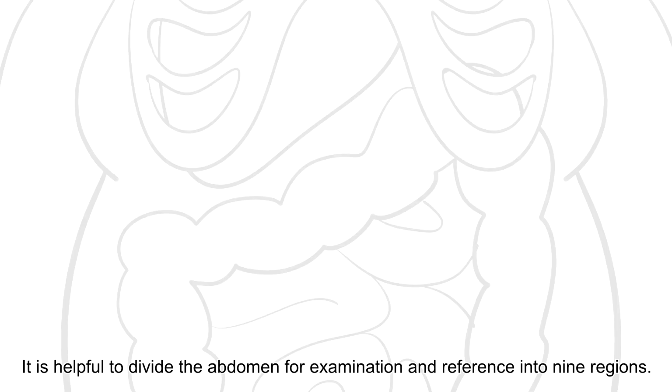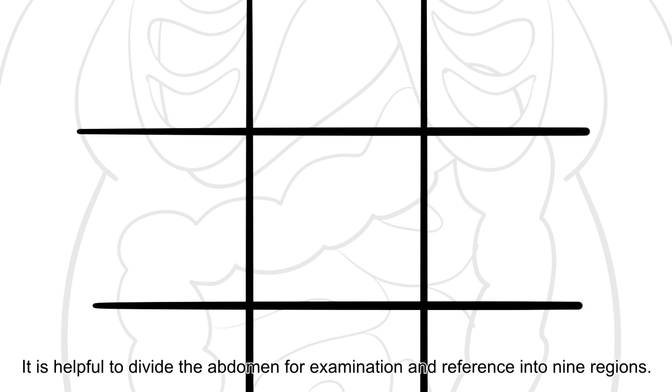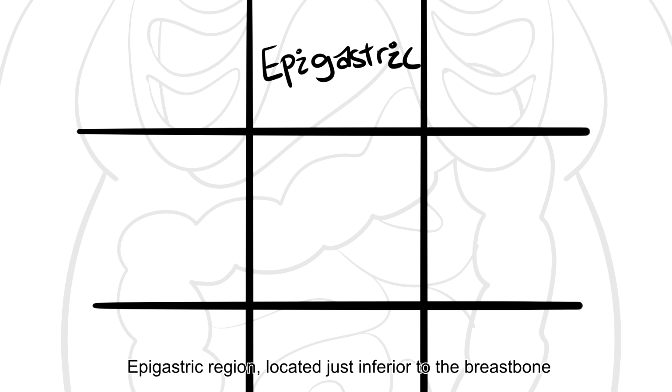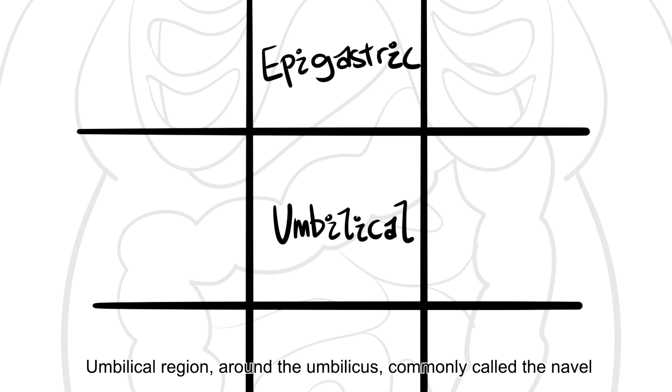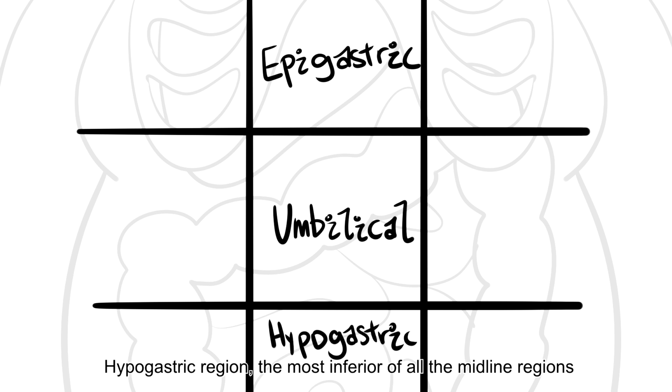It is helpful to divide the abdomen for examination and reference into 9 regions. The 3 central regions, from superior to inferior, are the following. Epigastric region, located just inferior to the breastbone. Umbilical region, around the umbilicus, commonly called the navel. Hypogastric region, the most inferior of all the midline regions.